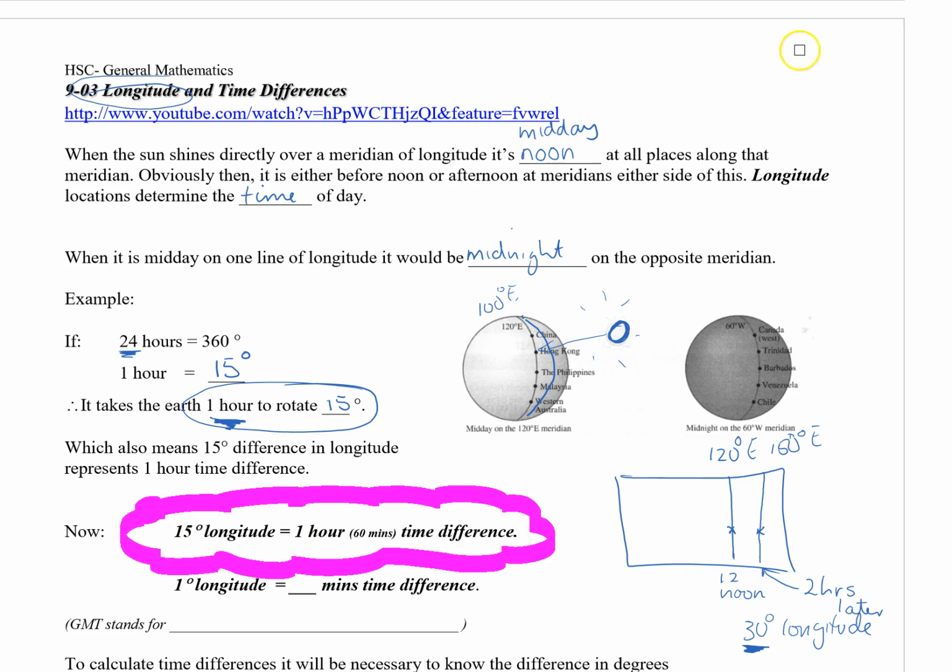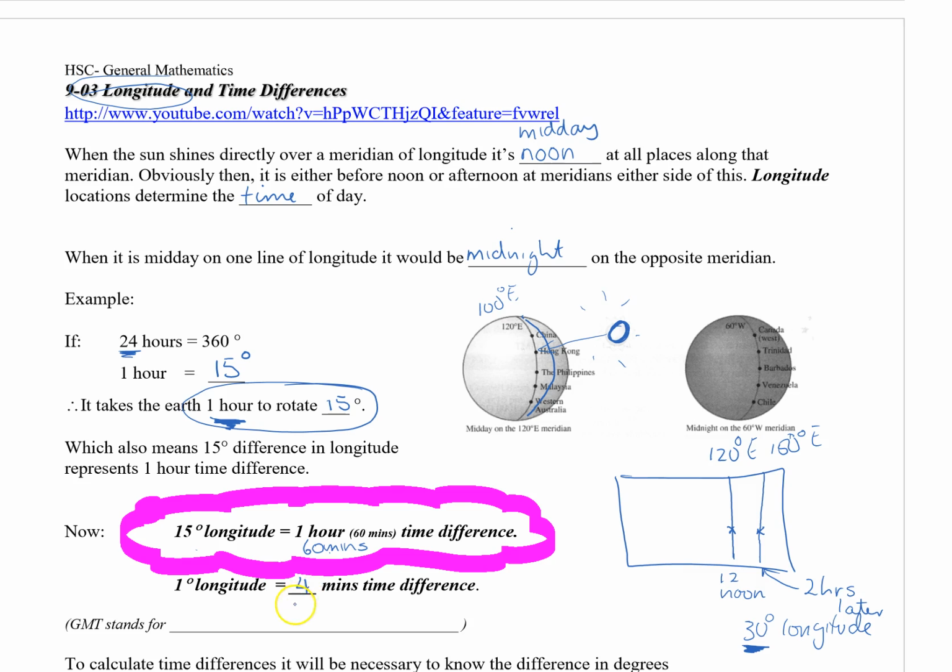So if we wanted to know what 1 degree longitude was, then we would need to convert an hour to 60 minutes. 1 hour is 60 minutes. 15 degrees longitude down to 1 single degree longitude, we're going to divide both sides by 15, and 60 divided by 15 is 4. So every 1 degree longitude change is 4 minutes time difference.